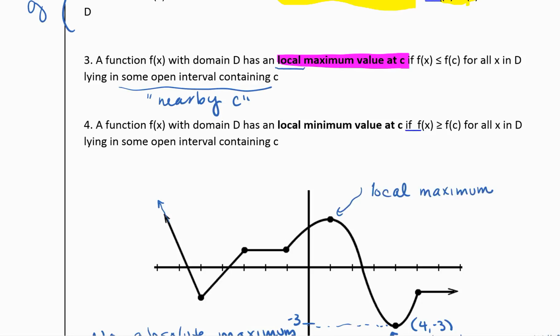So, you know, if let's say that's at 1 and let's say this is 4. So this is the point 1, 4. We'd say we have a local maximum of 4 at x equals 1.